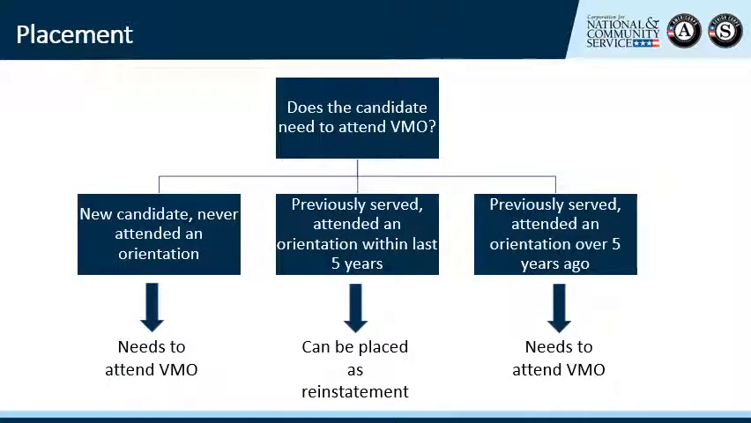When placing a member for service, you will need to determine if they must attend a VISTA member orientation or VMO. If it is an individual who has never served or attended an orientation before, they must attend a VMO. If they previously served, attended an orientation within the last 5 years, they can be placed as a reinstatement. If the individual has previously served, attended an orientation, but more than 5 years ago, they will need to attend a VMO as well. While there are some individuals that do not need to attend VMOs, we encourage all members be placed in a VMO and start their service at that time.